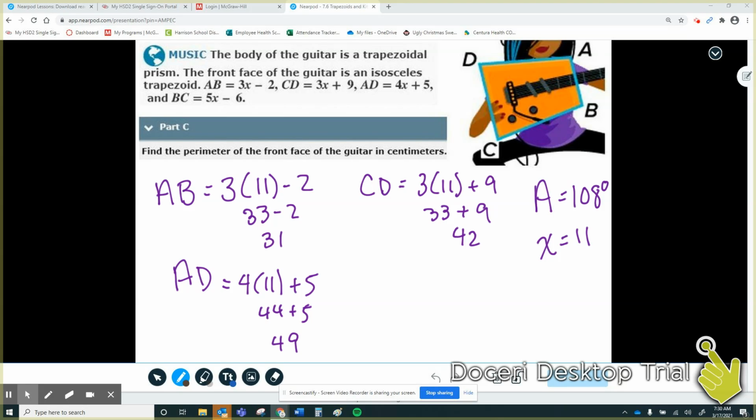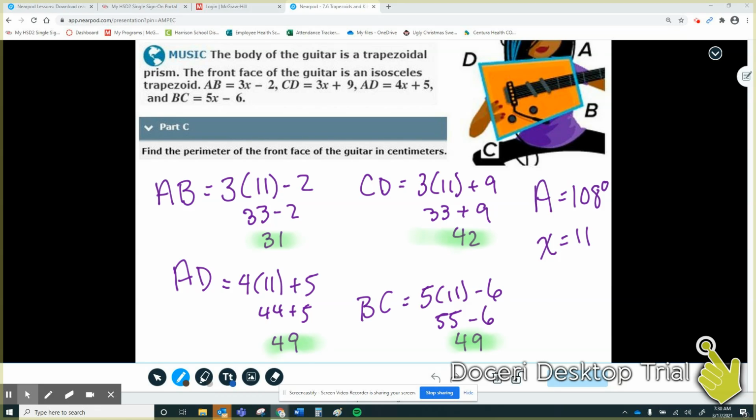And finally, DA or AD and BC should be the same length because it is isosceles, but I'll check my work by plugging it in. 5 times 11 minus 6, 55 minus 6, which is once again 49. Now I have my four side lengths. I just need to add them together to find the perimeter.